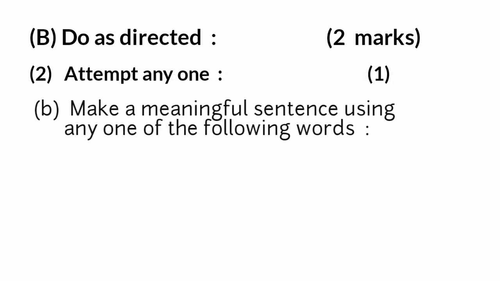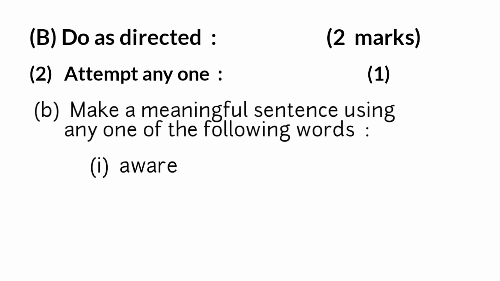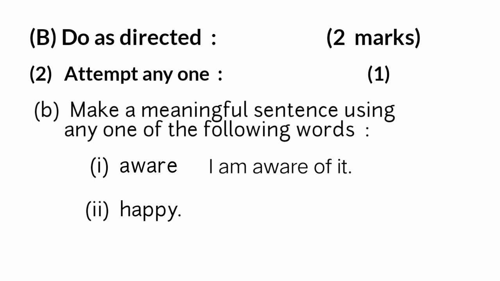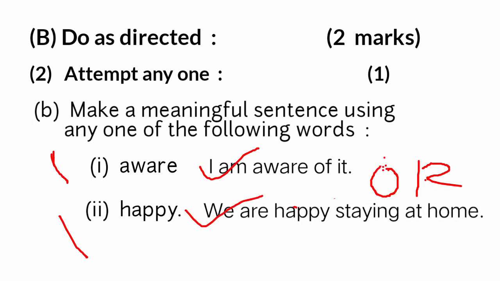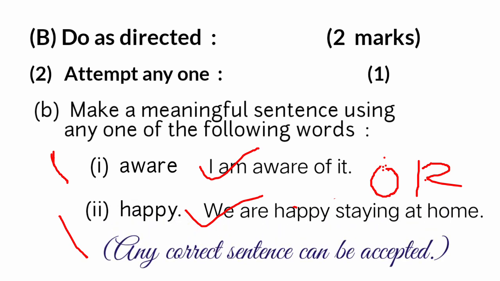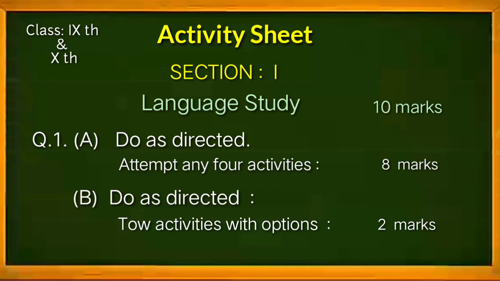The second activity again: make a meaningful sentence using any one of the following words. The same words which were in the previous activity will be there. Here, aware: I am aware of it, and happy: we are happy staying at home. Any other correct sentences will be accepted.